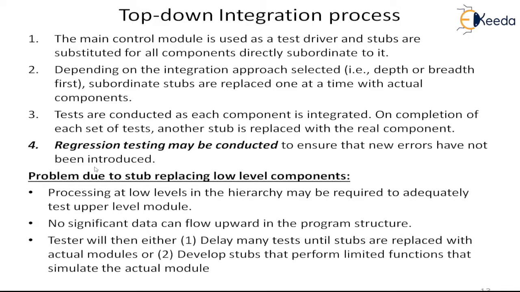We discussed regression testing earlier, I think. Regression testing means we will repeat the integration to see that new errors have not been introduced. So when we add a new module, we will do the test cases for that particular new module for the interfacing of those modules. However, we will repeat the old ones. Sometimes we will regress the paths of the new one or old one, so as to see that nothing has got impacted. Now, what is the problem due to stub replacing in the low level components?